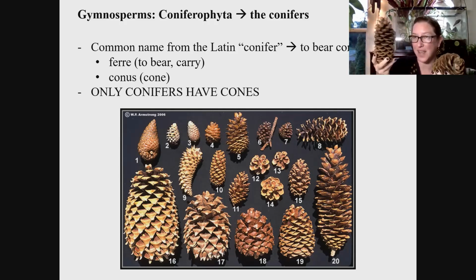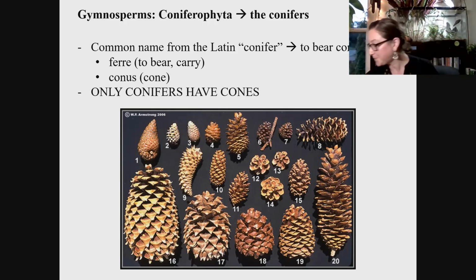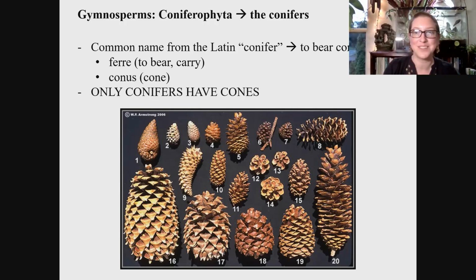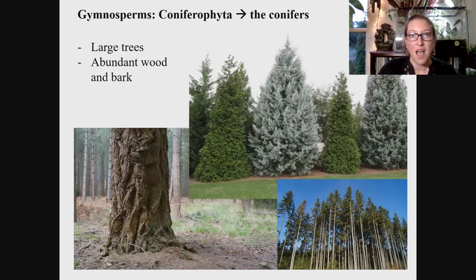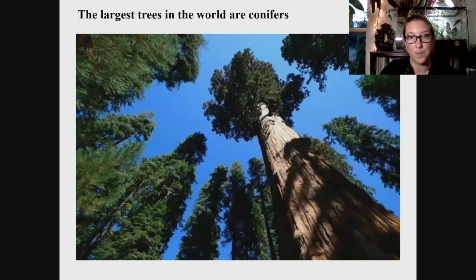When they're finished, they tend to be brown and dry. But just to give you an idea, and maybe an excuse to dig into the specimens that I've collected over the years, only conifers have cones. Conifers are trees. They have a lot of wood, they have a lot of bark, so they have a lot of secondary growth, just like your ginkgo.